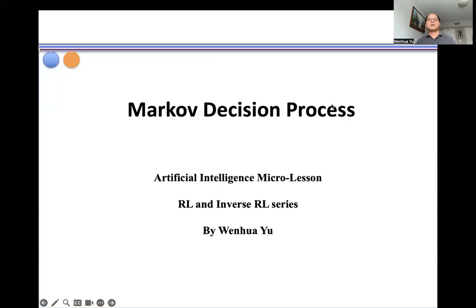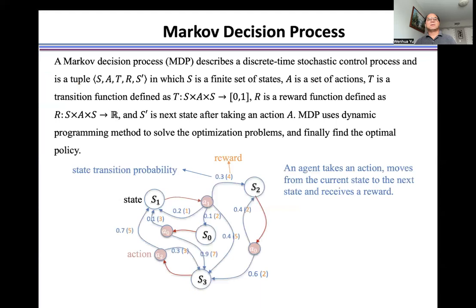Now I introduce a Markov decision process. A Markov decision process is playing a very important role in reinforcement learning and control theory. However, its idea is simple. It's a five tuple. Behind the tuple are an agent and his environment.